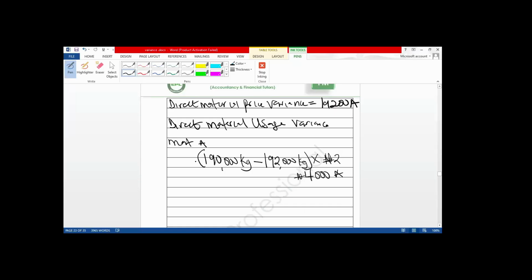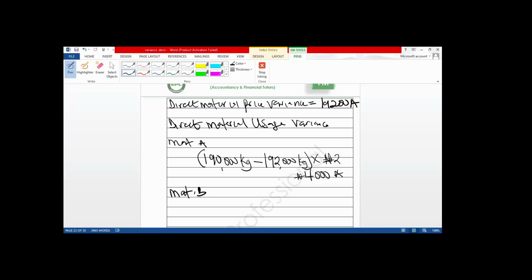Material B. To produce one, you require 5 kg standard. That means if I produce 19,000 units actual, I'm supposed to use 95,000 kg.